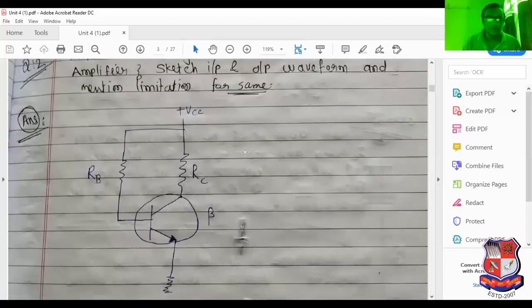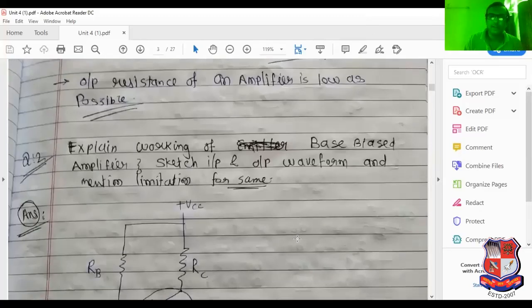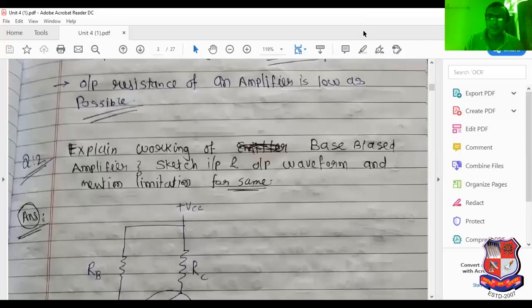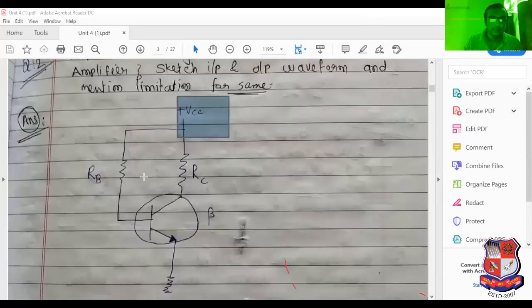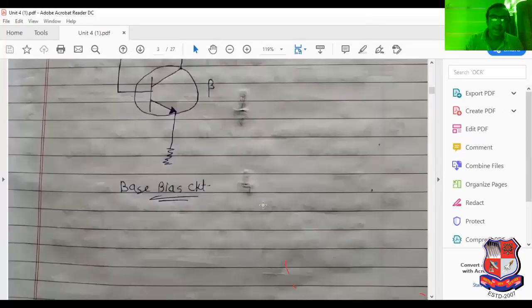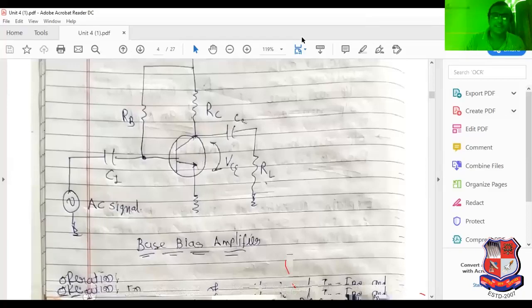Now, see this particular circuit. This is plus VCC. Two batteries can be converted into a single battery. That's why we can write here the base bias circuit, plus VCC. Also, we have mentioned here the RB resistor, and also the RC resistor. So it is known as the base bias amplifier.